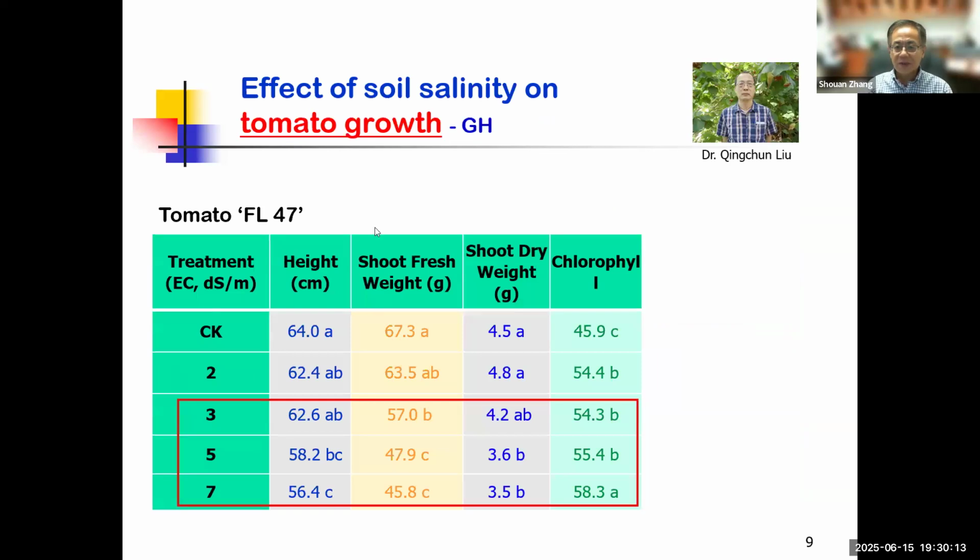Dr. Qingchun Liu, my former biological scientist, initiated this project. He tested the effect of soil salinity on tomato plant growth in the greenhouse and found that soil salinity at EC 3, 5, and 7 decisiemens per meter significantly reduced the tomato plant height compared to the untreated control. Also, he found these soil salinity treatments significantly reduced shoot fresh weight and shoot dry weight.